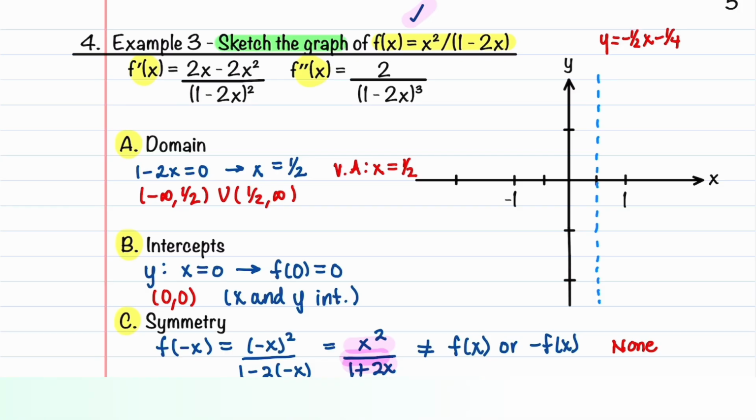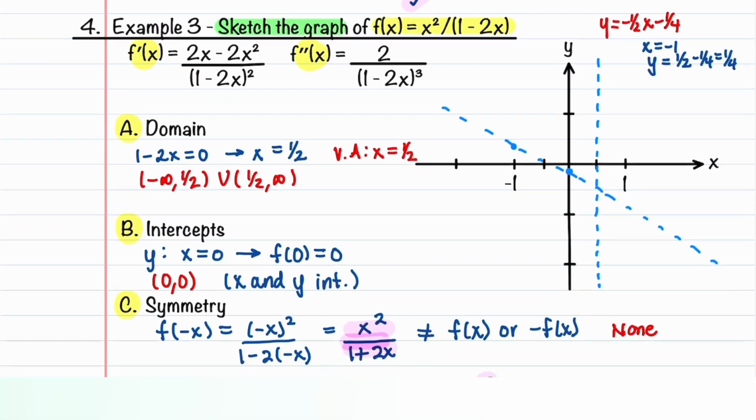Let's go ahead and graph this. Let's see, when x is 0, y is minus 1/4. So we have this point right here. And then when x is minus 1, we have y is equal to 1/2 minus 1/4, which is 1/4. And that point is right here. Now we can go ahead and draw our asymptote. Try to be as neat as we can. Now let's see what else we can put on here.